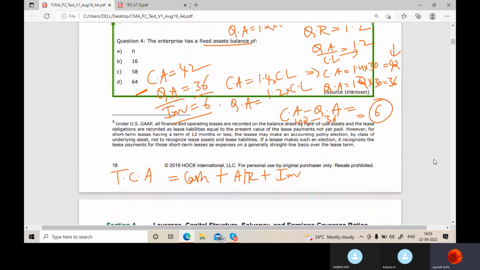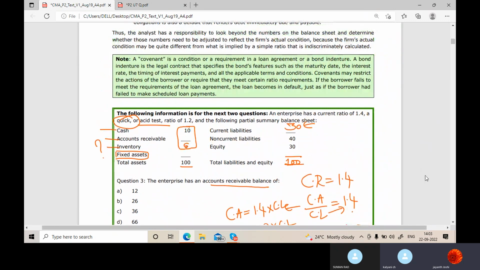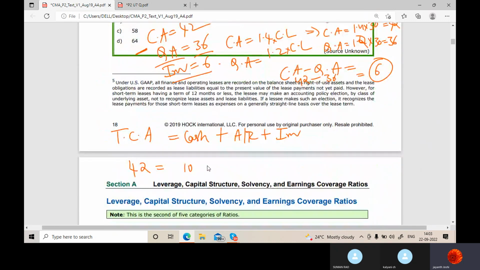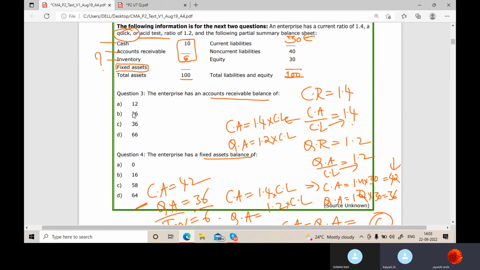So now what is your total current assets which you have found out? 42 is equal to, what is your cash? 10, plus AR you are going to find, plus inventory you have found out, 6. So now 42 minus 16. This implies account receivable, you can find out and tell me what is that. 26. Yes, sir.